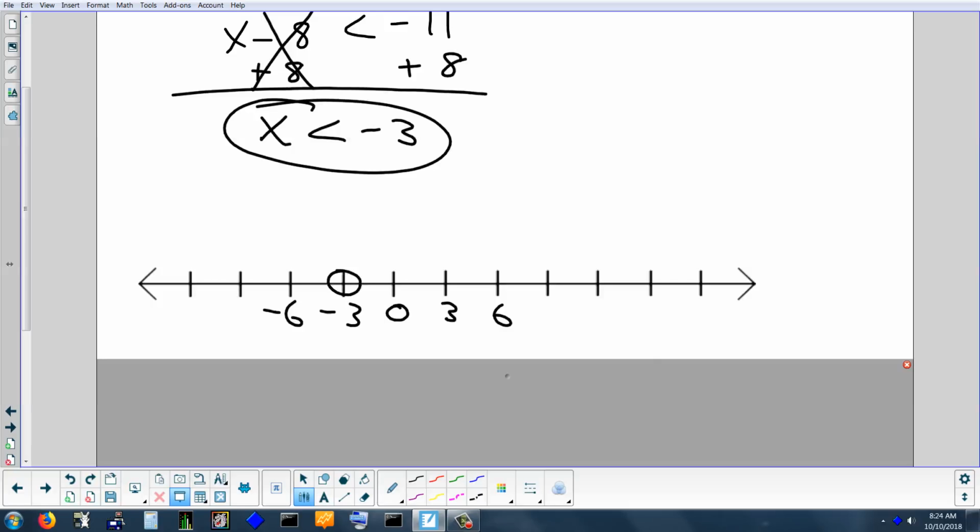Yeah, good. We're going to shade to the left. So we're just going to shade to the left. Now we're good. There's our answer. Any question on that one?